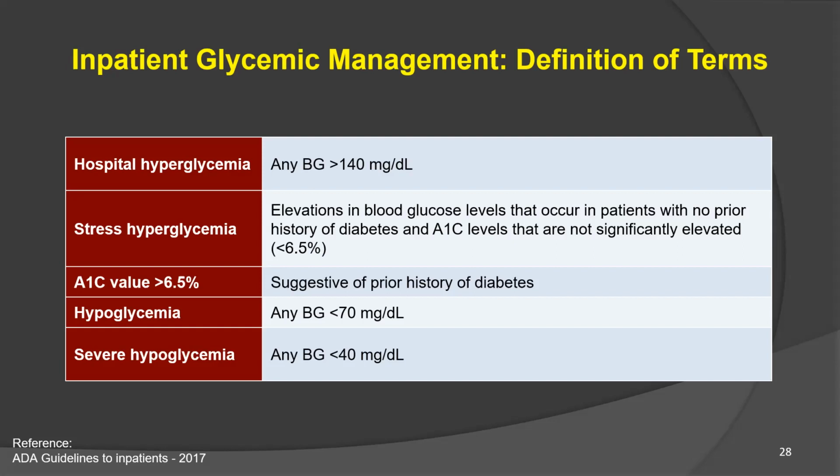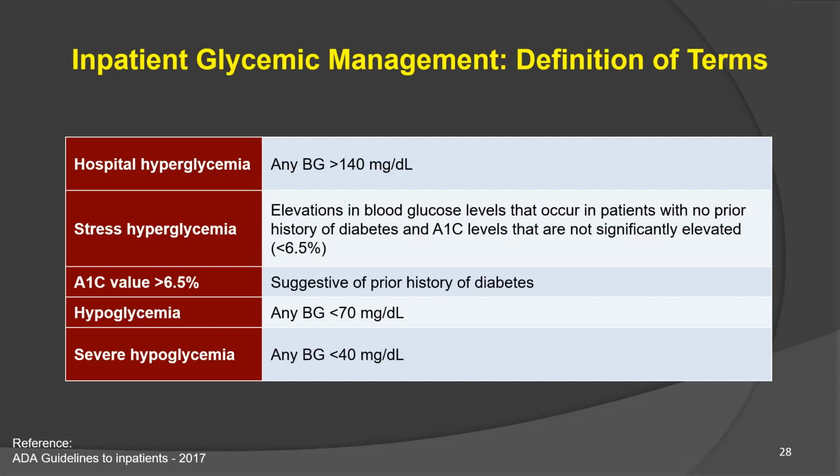Stress hyperglycemia is elevations in blood glucose levels that occur in patients with no prior history of diabetes, and A1C levels that are not significantly elevated. So the patient has arrived in the hospital. You check the hemoglobin A1C, it is less than 6.5%, not fitting into the diabetes diagnosis. But the blood glucose is elevated.